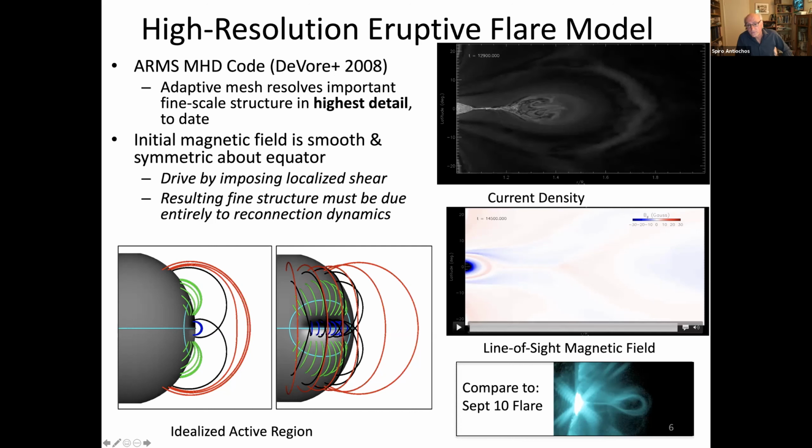And you can see the islands forming right there, as a matter of fact. Same thing here. This is the line of sight magnetic field, so the shear field through the plane. You see the shear field is ejected outwards. That's the whole point of the flare, to eject that field out. And if you compare it to the actual September 10 event, it has a similar characteristic. So this is basically what must be happening in this event as well.